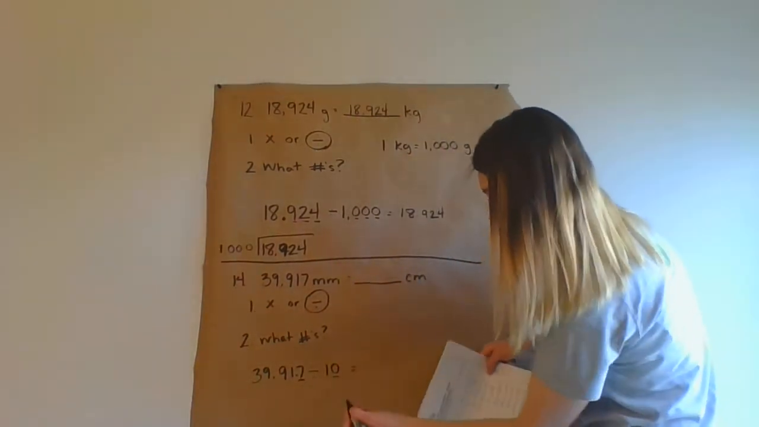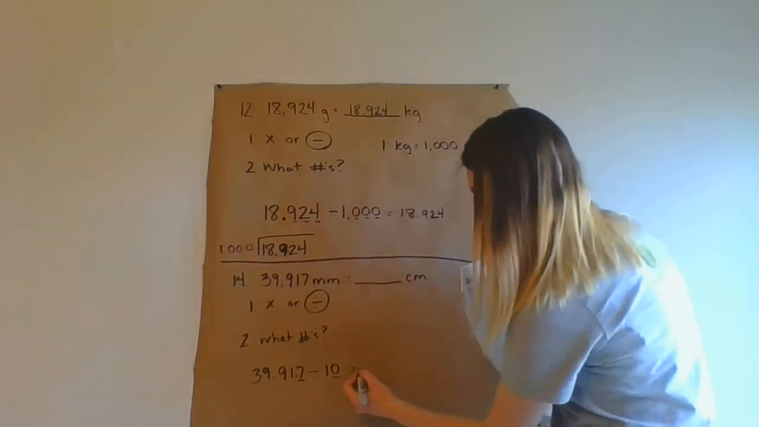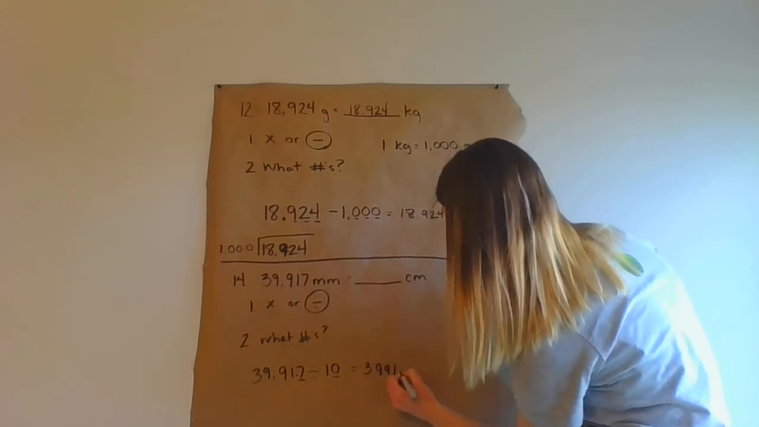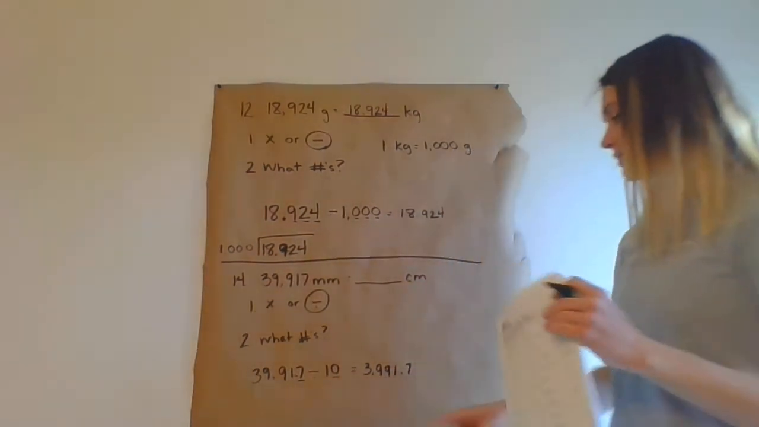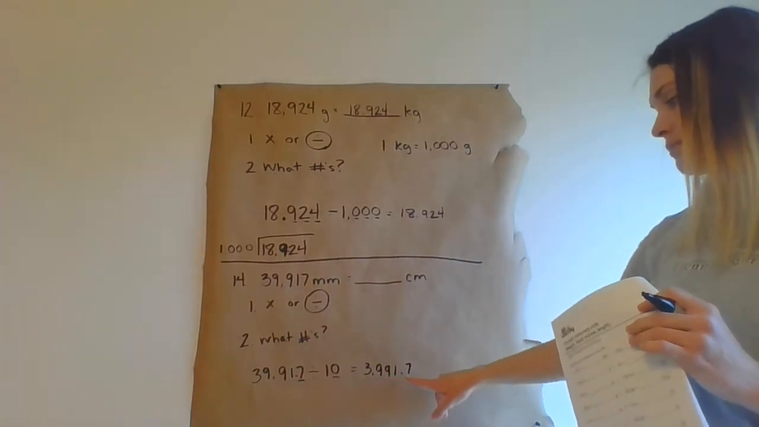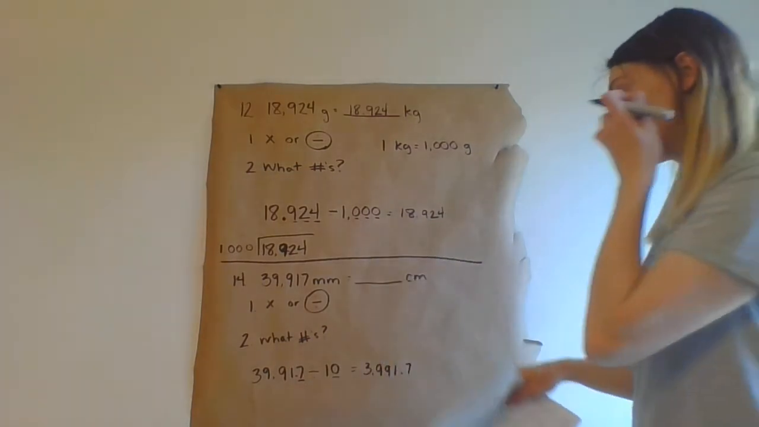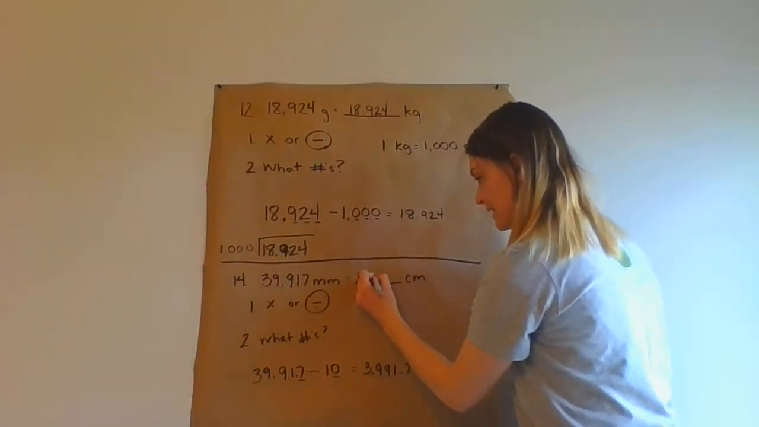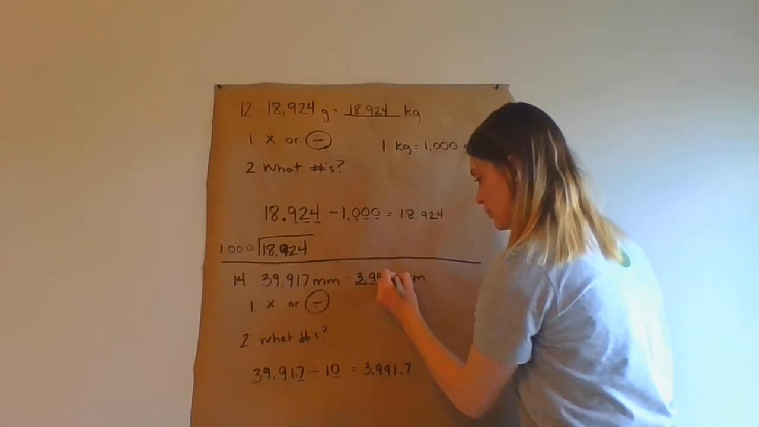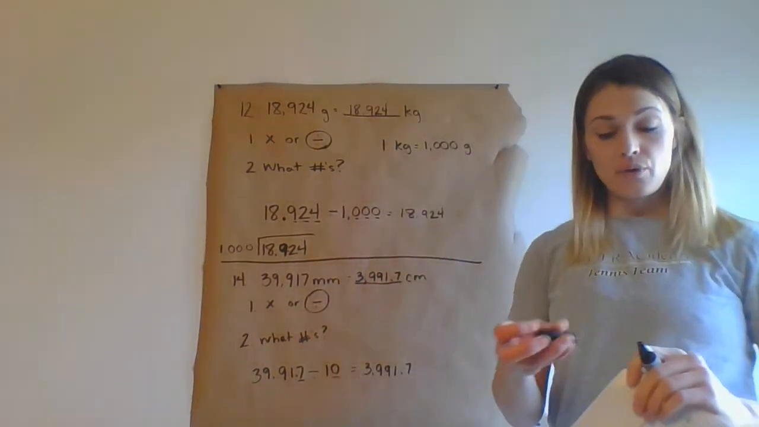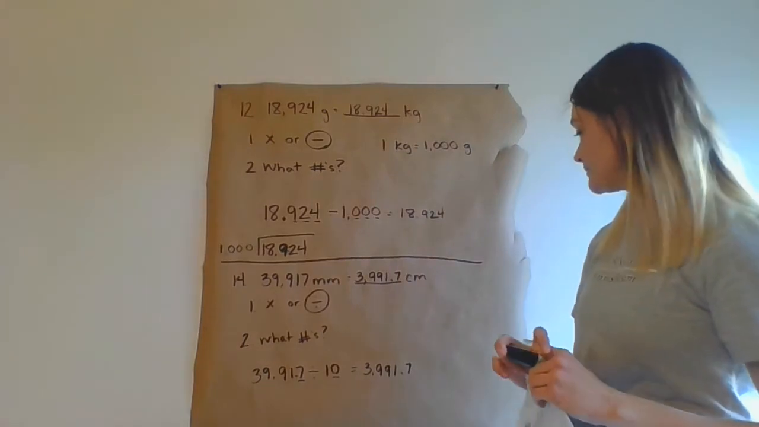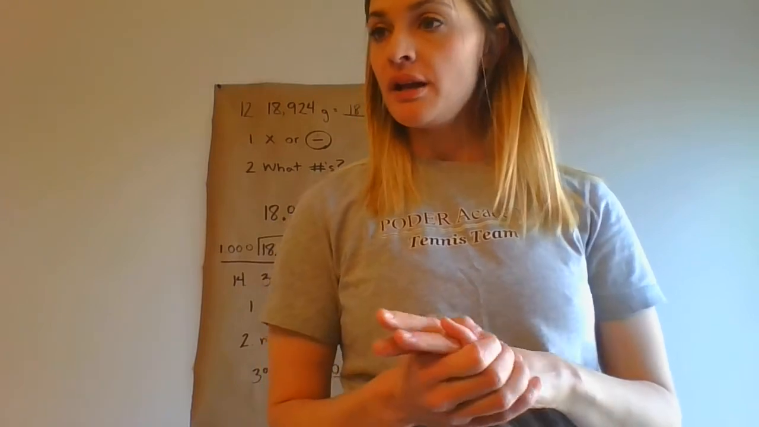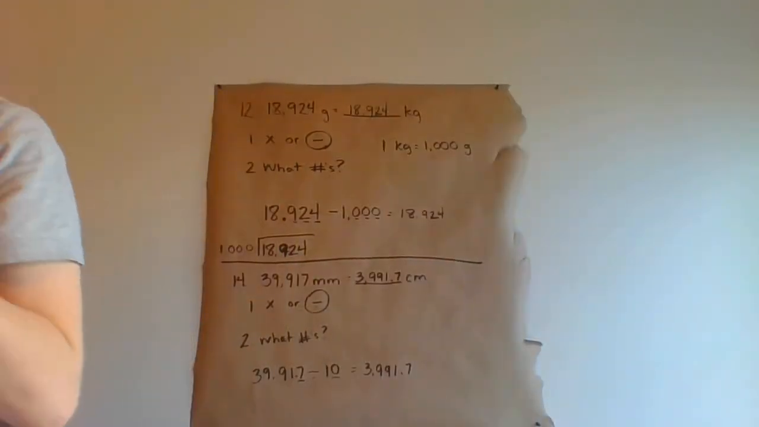So my answer is 3,991.7, 3,991 and 7/10. How many millimeters is how many centimeters that is? So 3,991.7. Okay. I can do another one for you, and I'll do it right here on this paper.